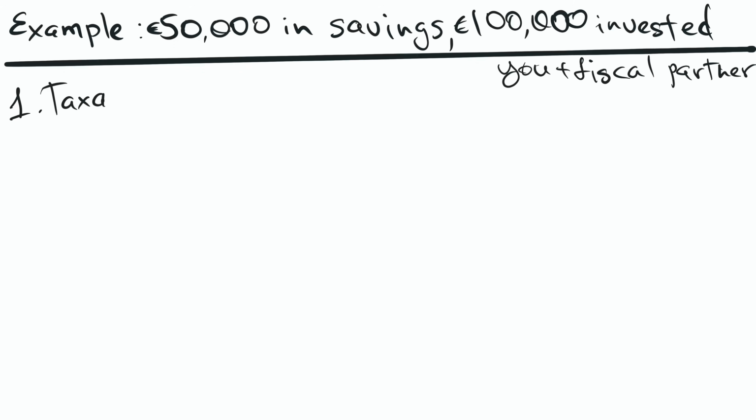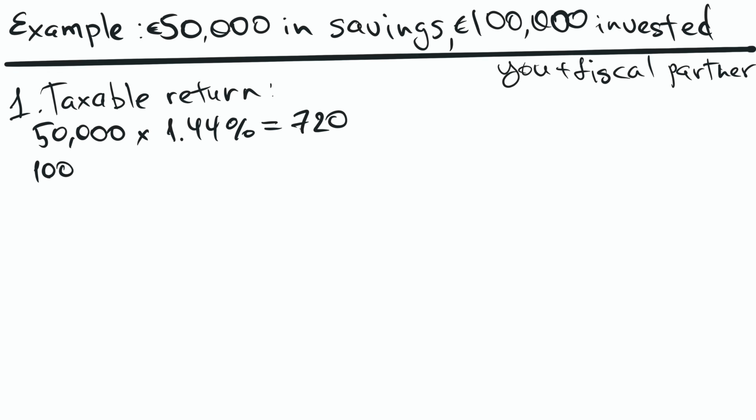If you want to withdraw money from your investment, it may be a good idea to do it before the 1st of January. First, they calculate the taxable return depending on the subcategory of this part. For 50,000 cash, we have this notional return of 1.44%, and we got 720 euro.